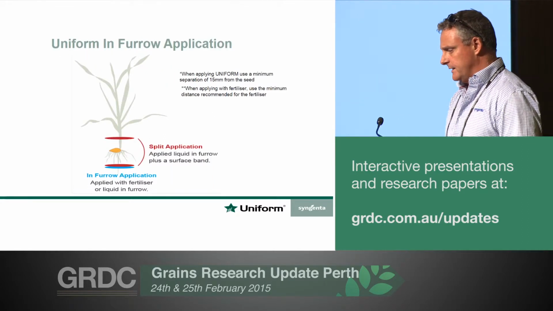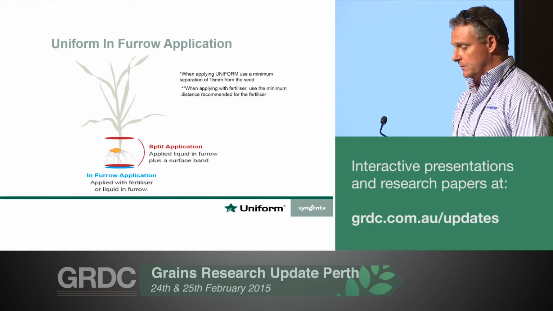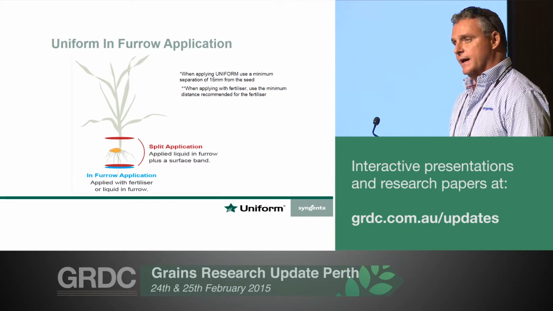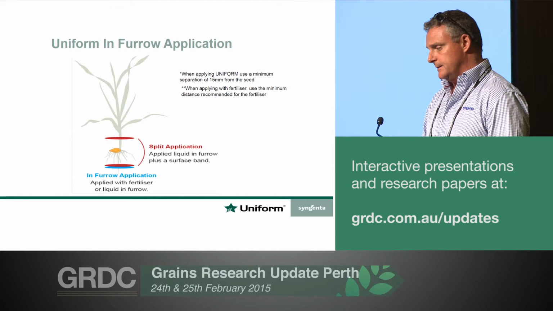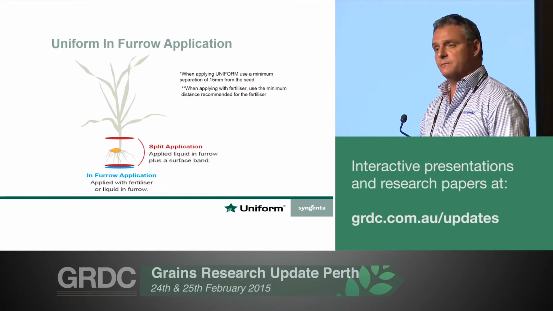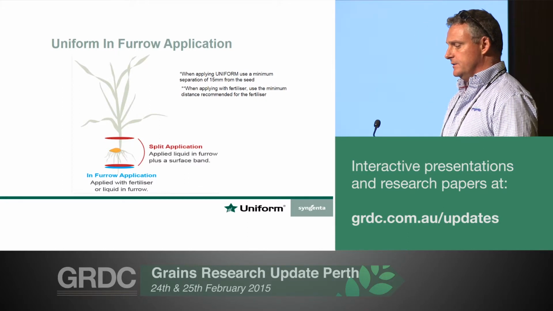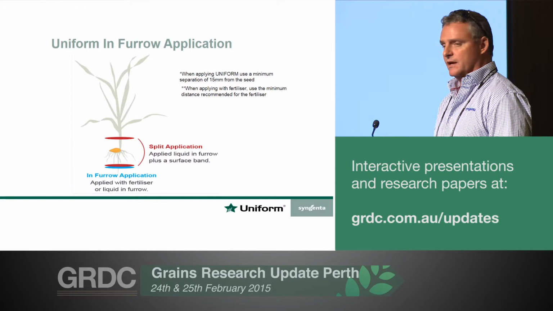Just some of this is repeating Daniel's work. You have the 2 options being a split application with the liquid or an in-furrow application either with a liquid or with a fertilizer. When applying Uniform as a liquid, please use a minimum separation of 15 mils from the seed. And when applying with fertilizer, use the minimum distance recommended for the fert.